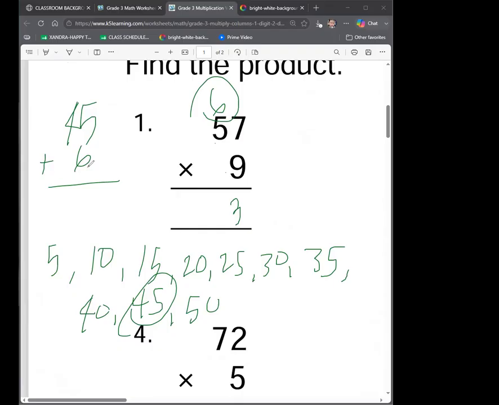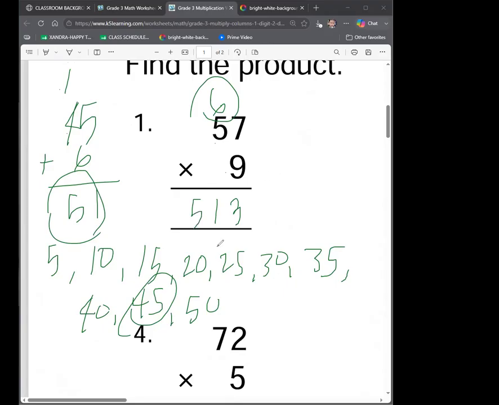But 5 plus 6, you just have to add them. Wait, no, it's 6. 11? Okay, so 1 here and 1 on top of 4. So what is 4 plus 1? 4 plus 1 equals 5. So it's 51. So 5 times 9 plus 6, it's 51.